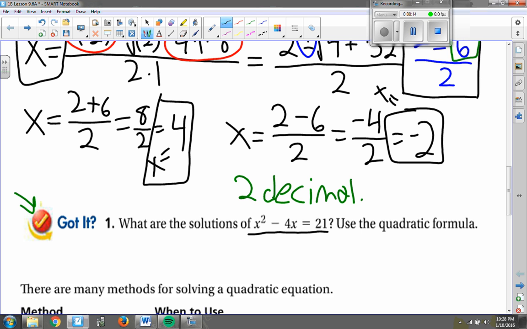Move that 21 over first, obviously, so that it's equal to 0, and then solve using your quadratic formula: negative b plus or minus the square root of b squared minus 4ac, all over 2a. Pause the video, try that one with your quadratic formula, come on back, and I will show you what it should end up being.